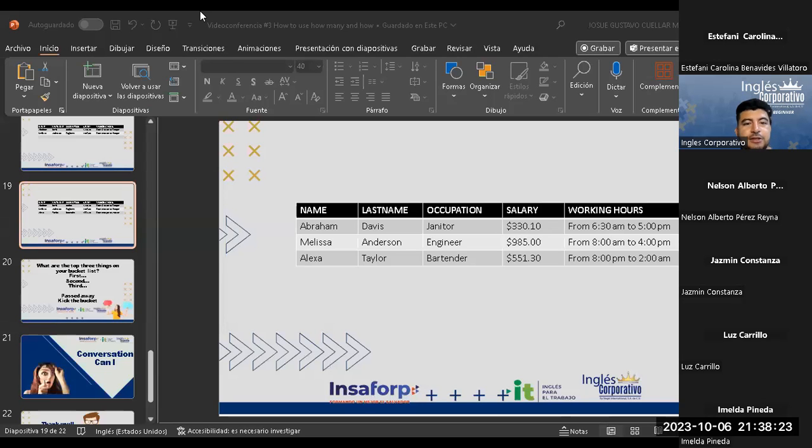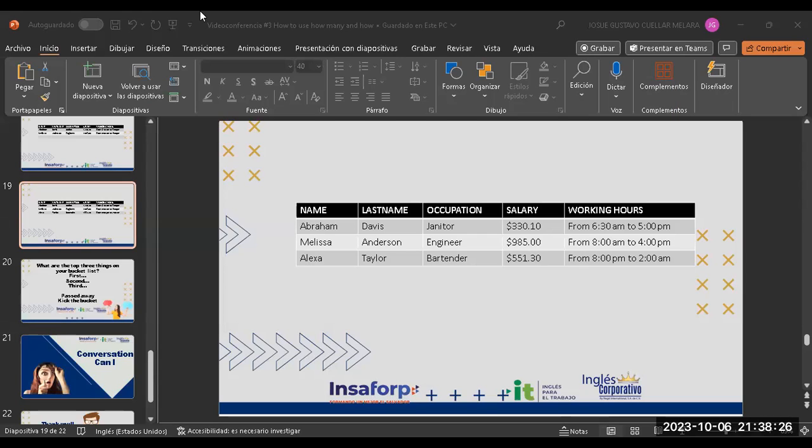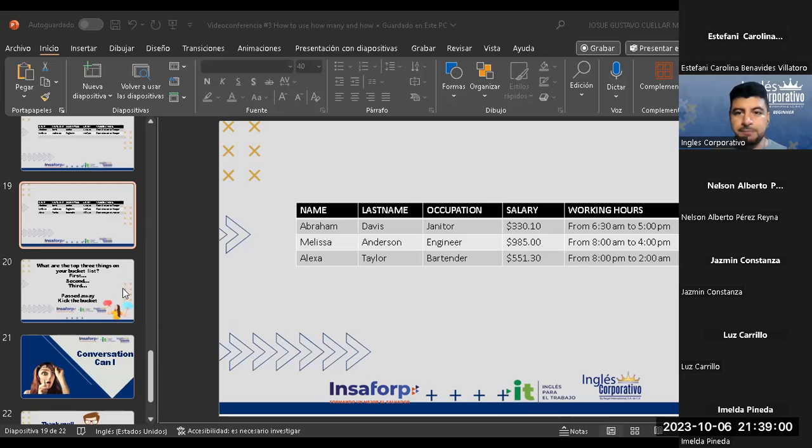Okay, look at this. The first person is Abraham Davis, of course. Here we have the occupation, janitor. Que es conserje. Salary, $330.10, and here we have working hours. Number two, Melissa Anderson, and her salary is $985, okay? And Alexa Taylor, ella es una bartender. Aquí tenemos el salario. Here we have the salary, $551.30. Very good. Bien hecho. Thank you for your participation.